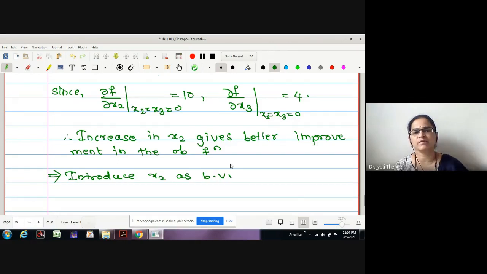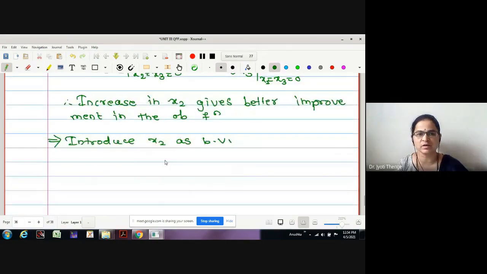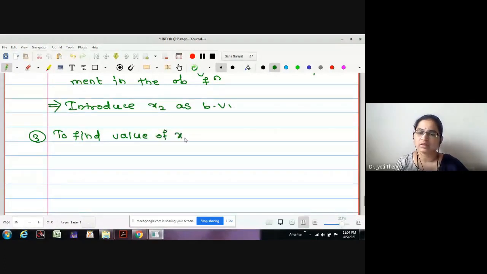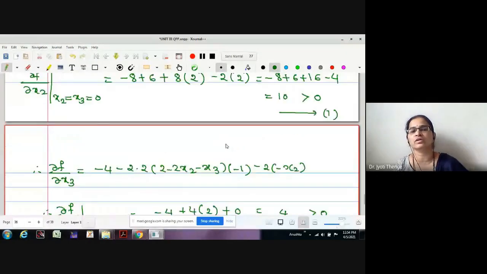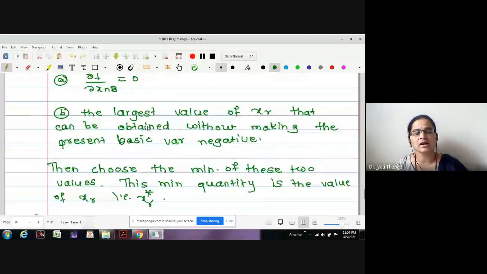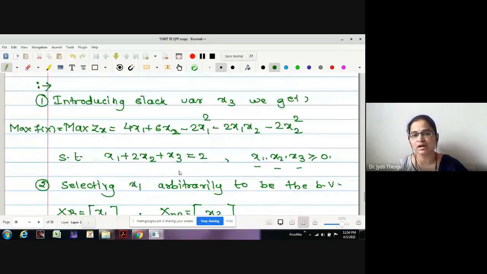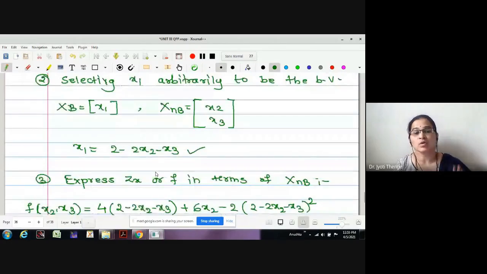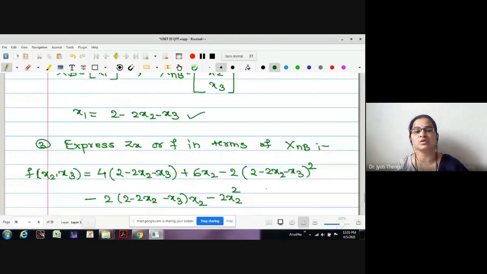Okay, next step we will find the value of x2. Now x2 becomes basic. Now we have to find out its value. Let me write this as third step. Find value of x2. There are two aspects told to us in the algorithm to find the value of that variable. First, dou f by dou x will be 0, and the largest value of that xr can be obtained without making the present basic variable negative. Now what is the present basic variable? X1, no? Initially we selected x1 to be the basic variable. Without making x1 negative, we have to find out the value.